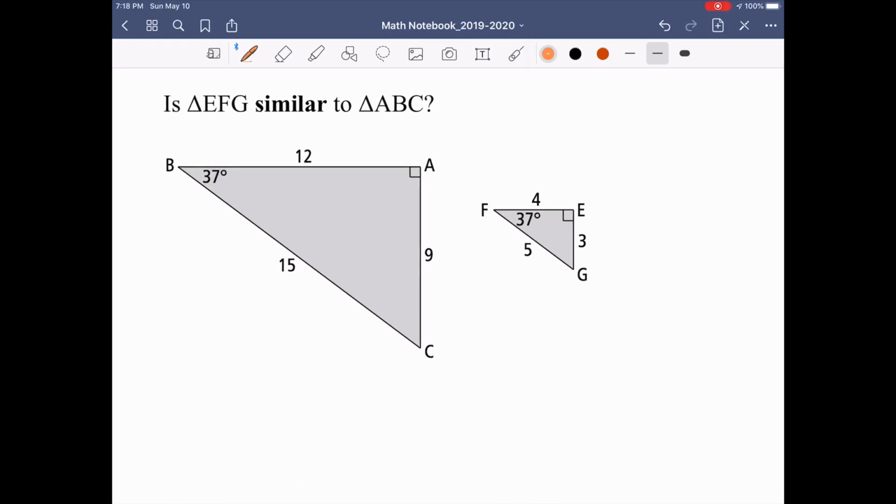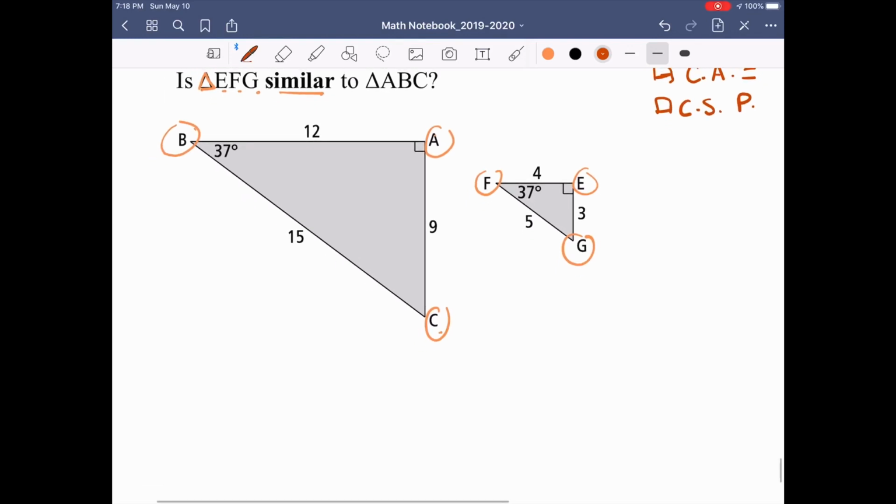Let's look at an example here and let's try to figure out, are these two triangles similar? So is triangle EFG, so it's labeled based on the 3 points, similar to triangle ABC? So let's figure this out. In order for them to be similar, 2 conditions, right? Corresponding angles have to be equal, corresponding sides have to be proportional, right? These are our 2 conditions. Let's see if they check out.